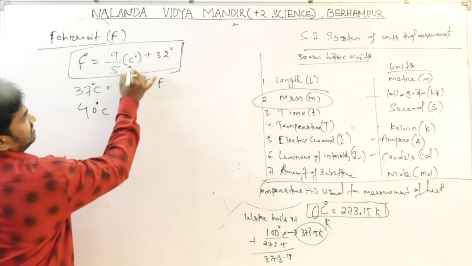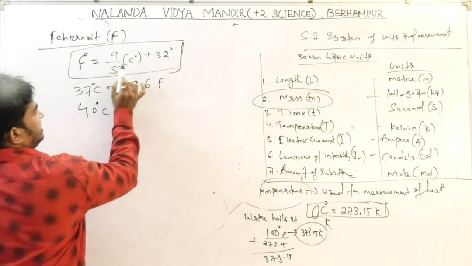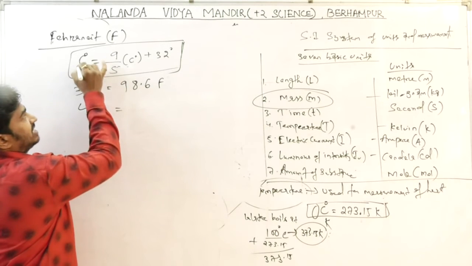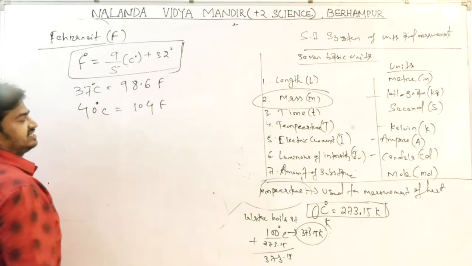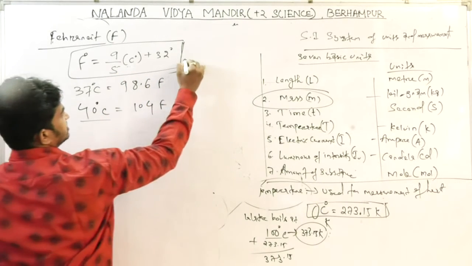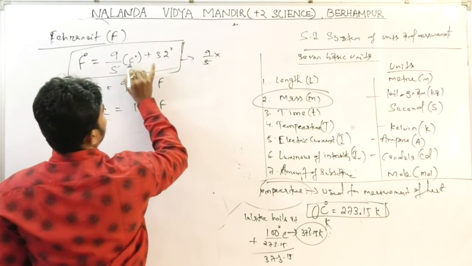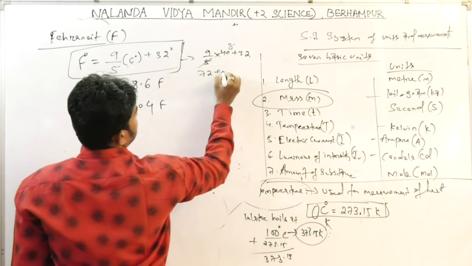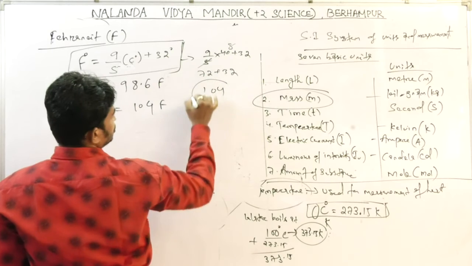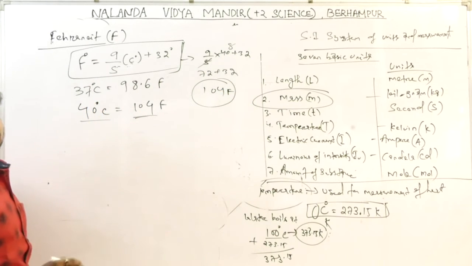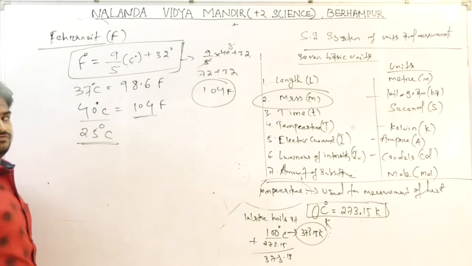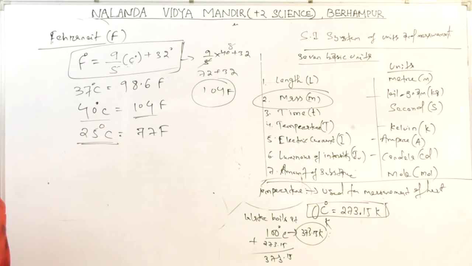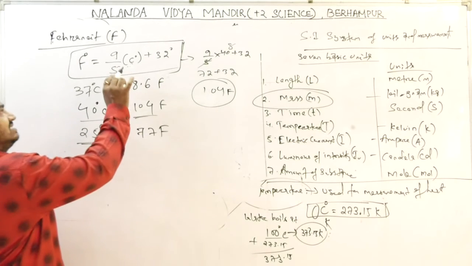Similarly, if we take 40 degrees Celsius, 9 divided by 5 into 40 plus 32. 5 eights are 40, 8 into 9 is 72, plus 32, it will be 104 Fahrenheit. Similarly, 25 degrees, the standard atmospheric temperature, 25 degrees Celsius is 77 Fahrenheit. So these are the interconversions of degree Celsius to Fahrenheit.